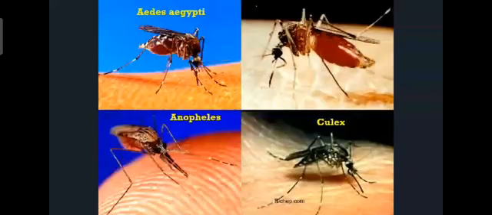Like malaria is there, dengue is there. So all these come under, these are the insect vectors, these are the examples of Arthropoda.